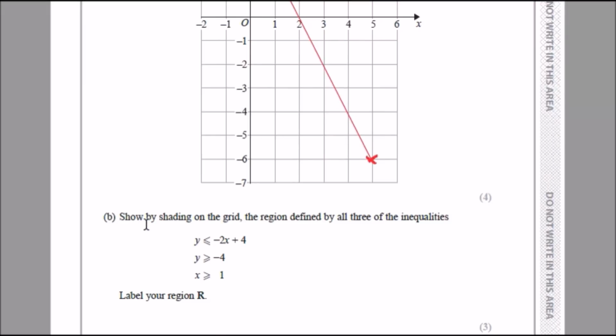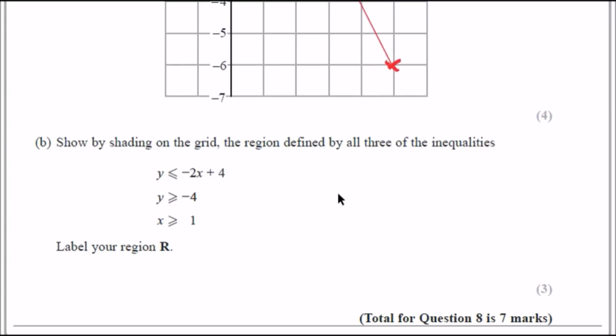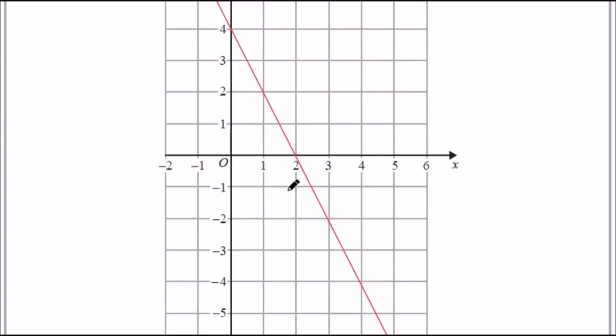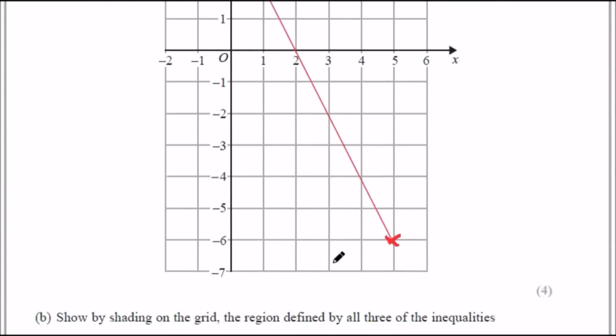Okay, part B. Show by shading on the grid the region defined by all 3 of the inequalities. Oh, this one's a bit tricky. So firstly, we have y less than or equal to minus 2x plus 4. This means that we need to see where the region lies. So let's see which statement is true: y less than or equal to minus 2x plus 4. So that's this line we just drew.